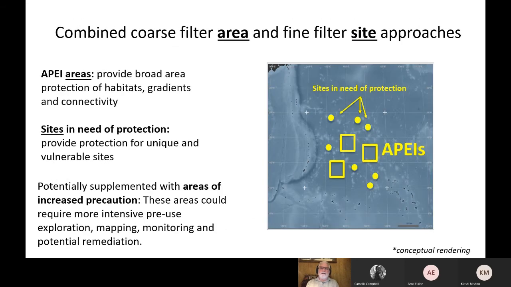So the idea here is that we could combine coarse filter areas and fine filter sites to give us more flexibility in the design of area-based management tools in a regional environmental management plan. Also proposed was another category of areas or sites in need of precaution. These could be areas that are identified as potentially needing increased precaution because they may contain valuable ecosystem properties. So that's a third tool in the toolbox.